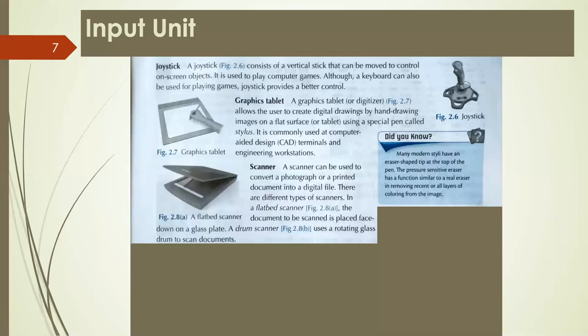Next is the scanner. A scanner can be used to convert a photograph or a printed document into a digital file. There are different types of scanners. In a flatbed scanner, the document to be scanned is placed face down on a glass plate. A drum scanner uses a rotating glass drum to scan the document.